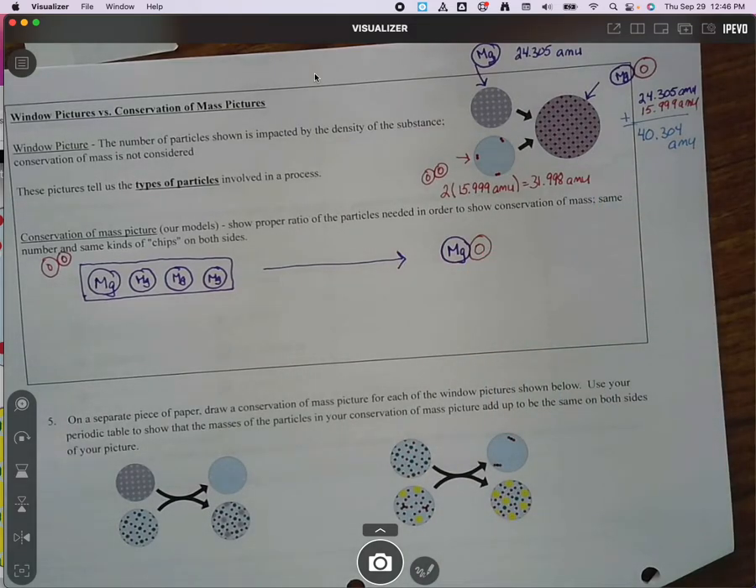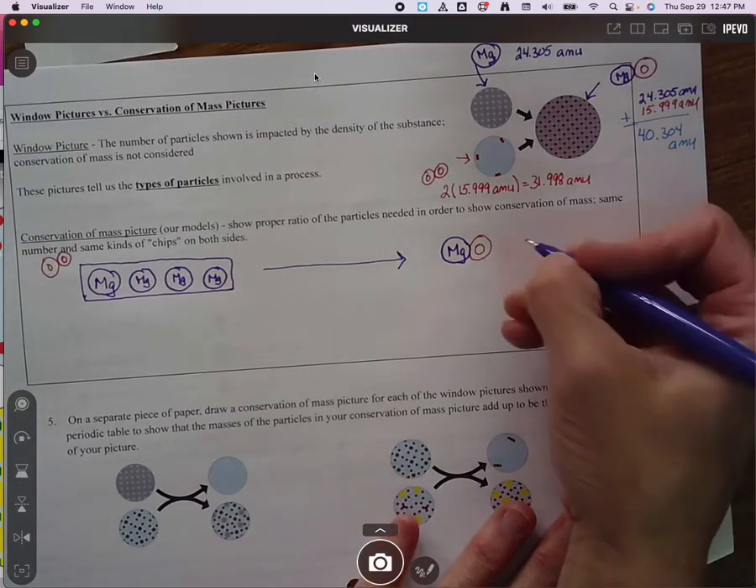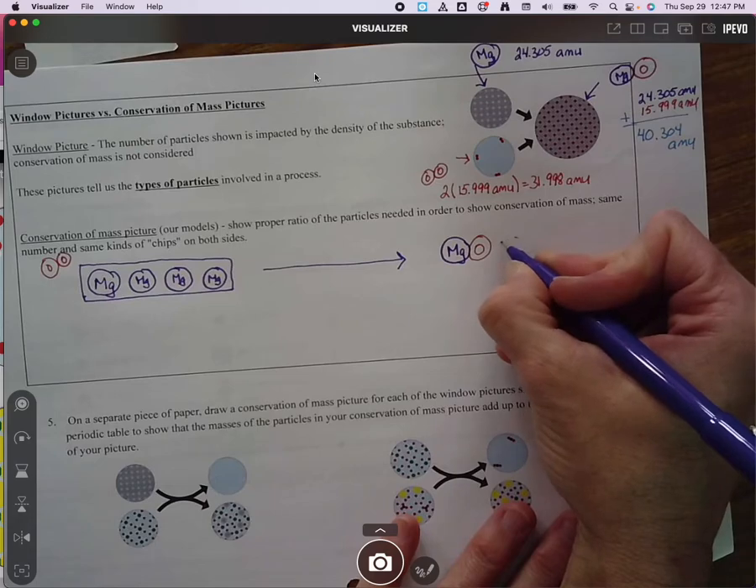So the window picture tells me what's happening. Is this an acceptable chipboard? No. No, this would not do well. I don't have an equal number on both sides. Okay, so let's use up all this magnesium.